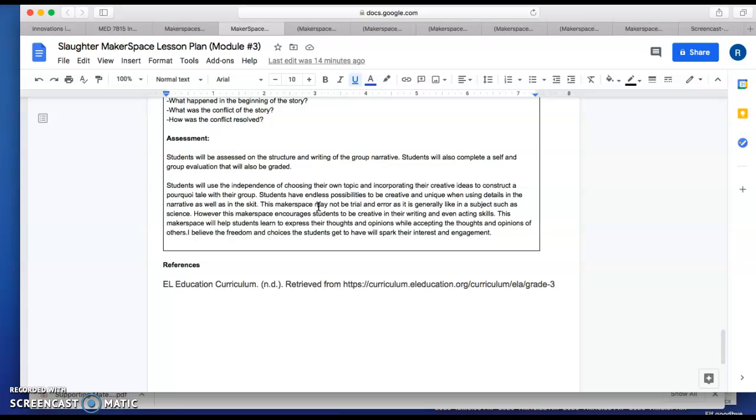So this MakerSpace will help students learn to express their thoughts and opinions while accepting the thoughts and opinions of others. I believe the freedom and choices the students get to have will spark their interest and engagement. At least that is what I hope.